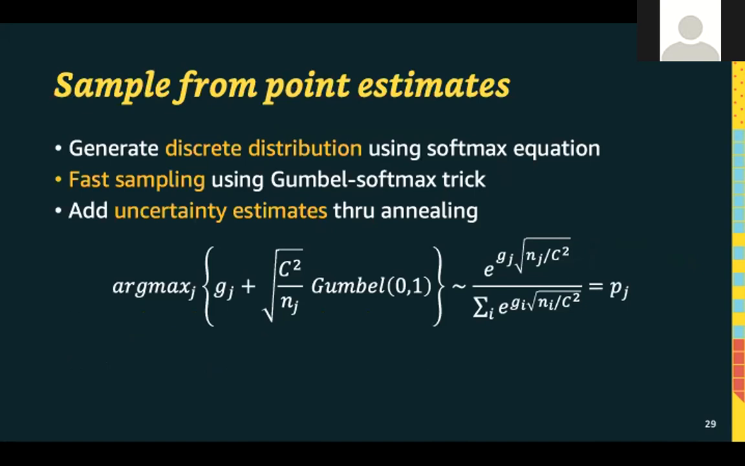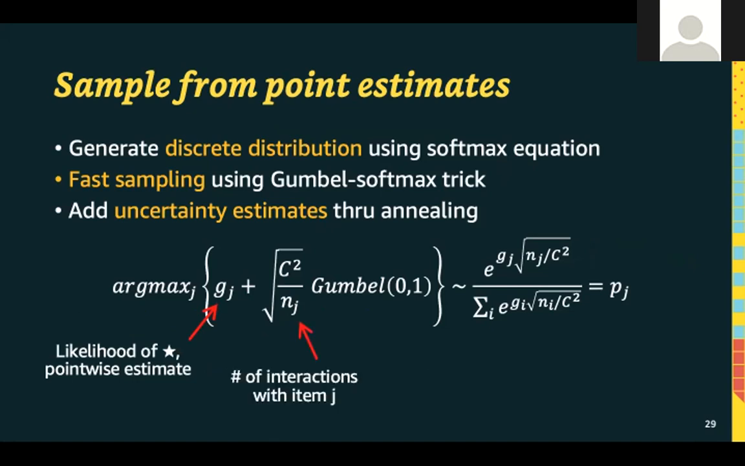And so here's our solution. First, we generate discrete distributions using the softmax equation, or eventually we will, right? The way that we do it is, let's focus on the formula for a minute. G is the likelihood of the star. So this is my point-wise estimate, and that's fast. This is what I explained in the first part of these slides, right?